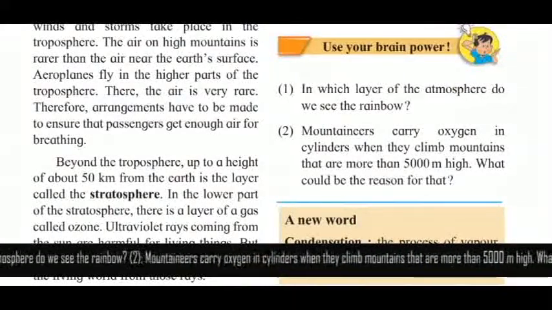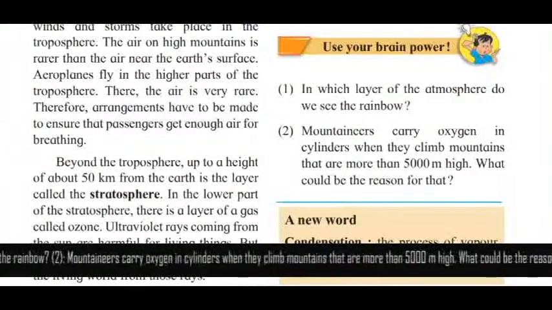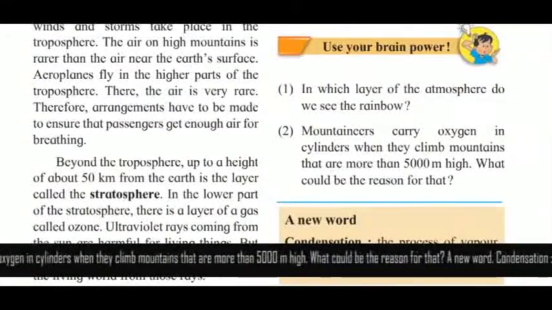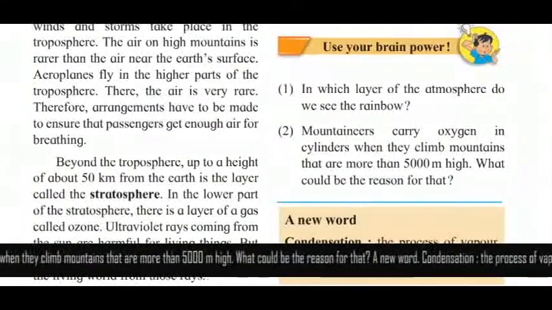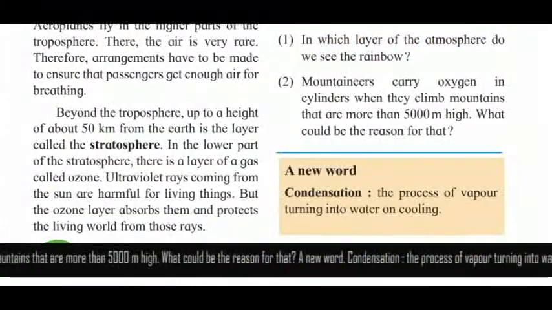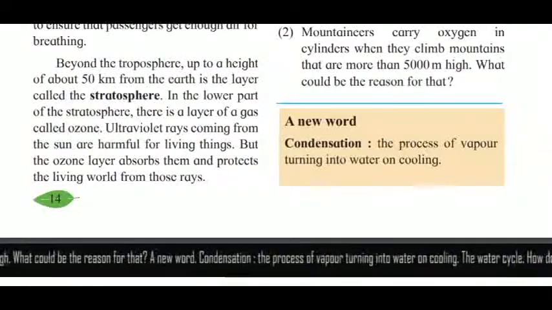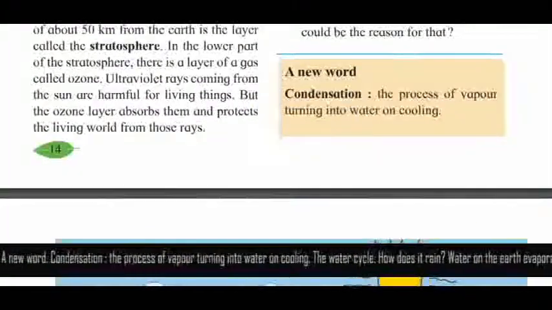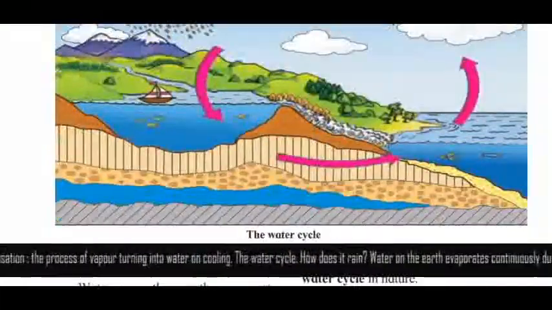Use your brain power. 1. In which layer of the atmosphere do we see the rainbow? 2. Mountaineers carry oxygen in cylinders when they climb mountains that are more than 5,000 m high. What could be the reason for that?